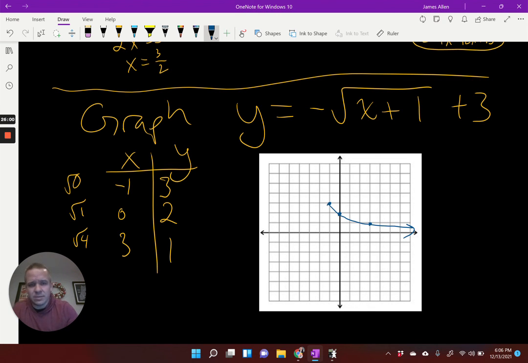So what we have going on here is actually a vertical reflection. This negative out in front caused it to go upside down like that, right? The plus 1 had it shift to the left 1, and then the plus 3 had it shift up 3, right? So we can ask questions about transformations. What are the transformations here? Vertical reflection, left 1, up 3.